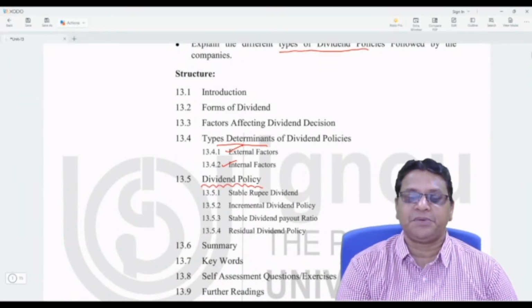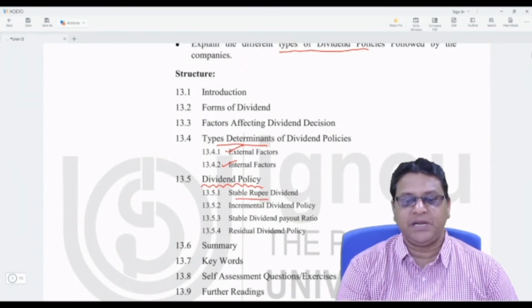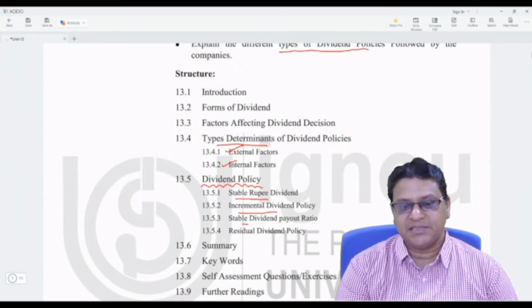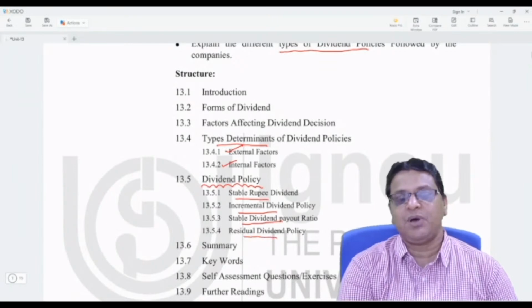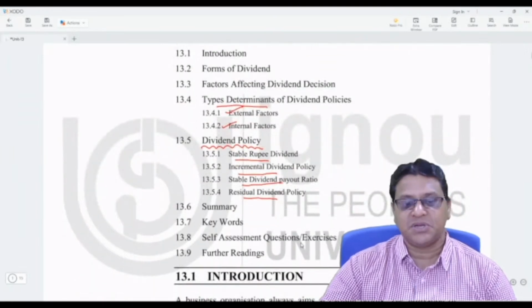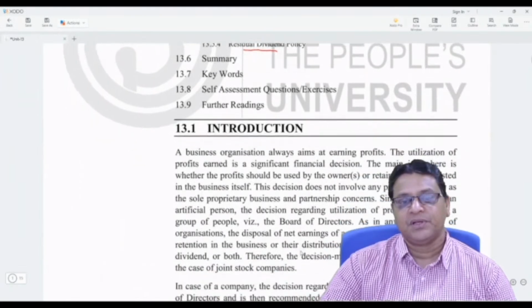There are four types of dividend policy which we will discuss. One is stable rupee dividend, another is incremental dividend policy, another is stable dividend payout ratio, another is residual dividend policy. Then we will summarize our discussion. We will discuss some keywords and some important questions.